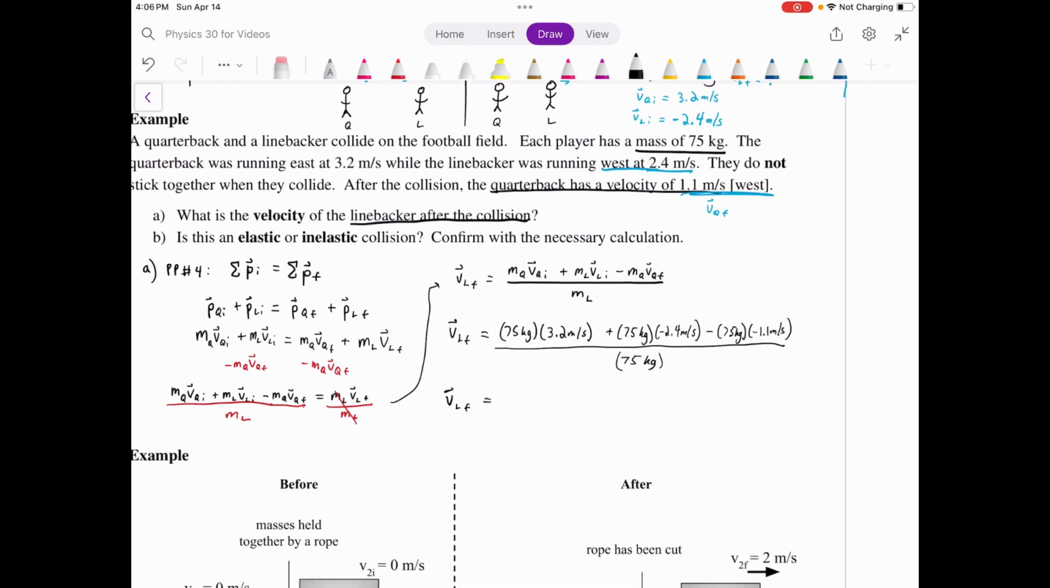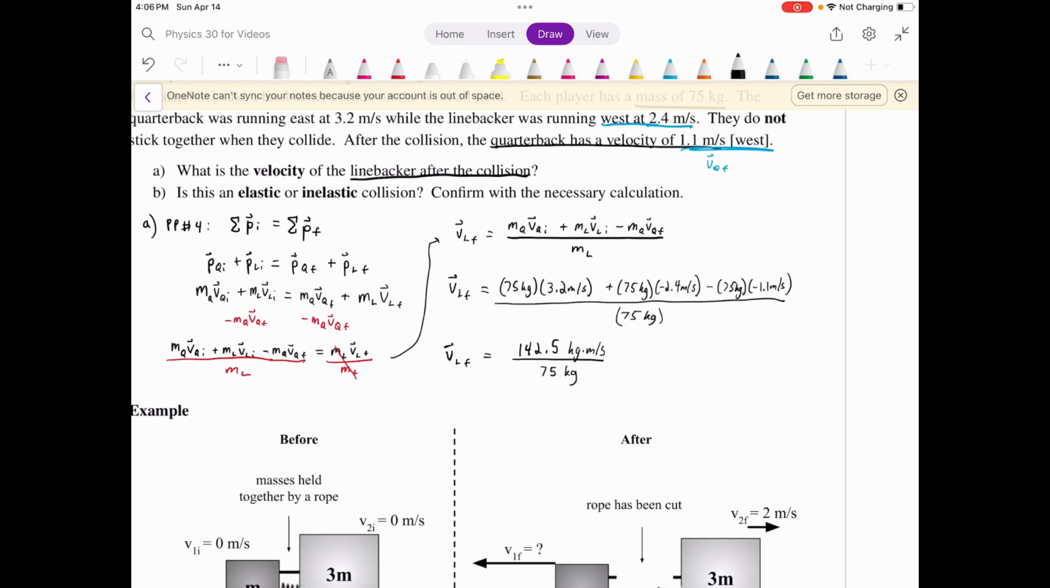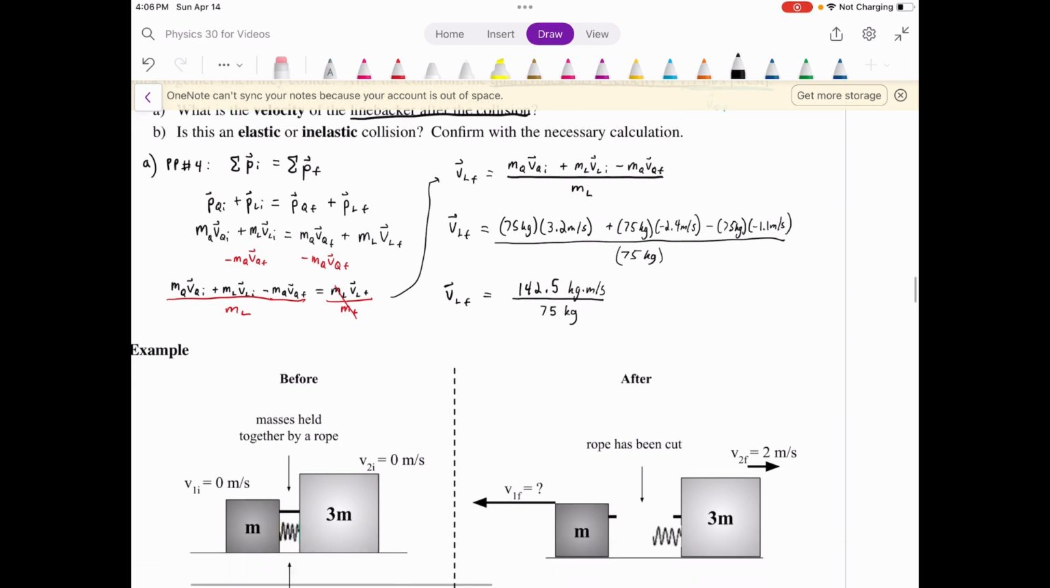For my numerator, I multiplied these all together and then added these and subtracted that. And I got a positive 142.5 kilogram meters per second. That's my numerator. I wouldn't recommend trying to put this all in your calculator in one big step. That's how mistakes happen, right? Break it up into smaller pieces. Enter a part, hit enter, write down the result. Enter another part, hit enter, write down another part. But that's where I got to.